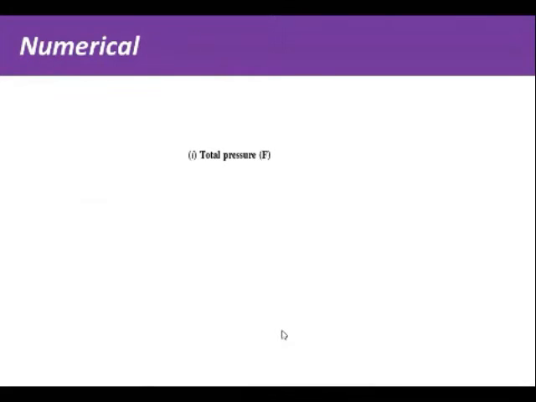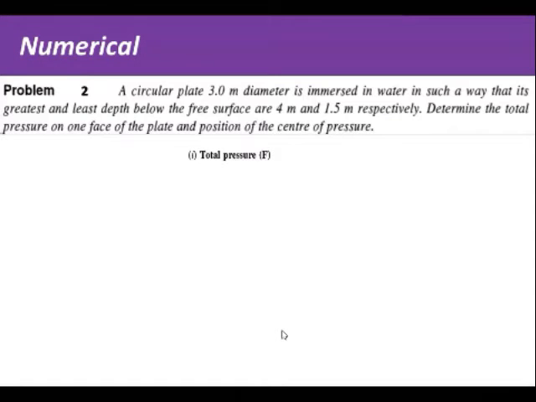Now we will see our next problem. Our next problem is: a circular plate 3 meter diameter is immersed in water in such a way that its greatest and least depth below the free liquid surface are 4 meter and 1.5 meter respectively.